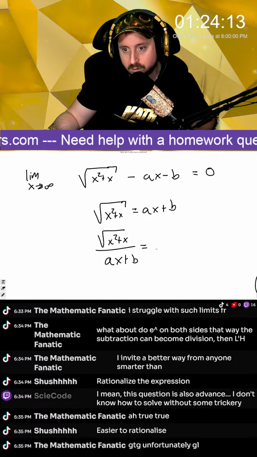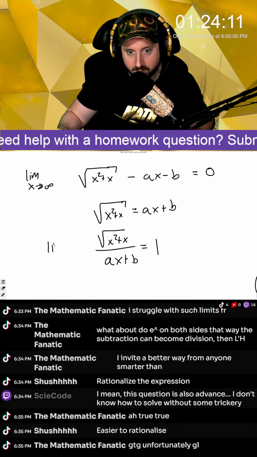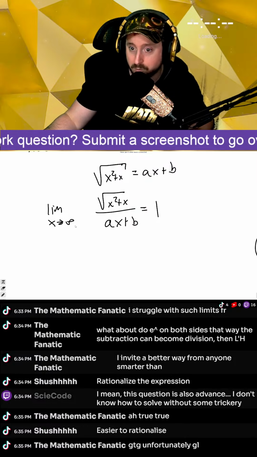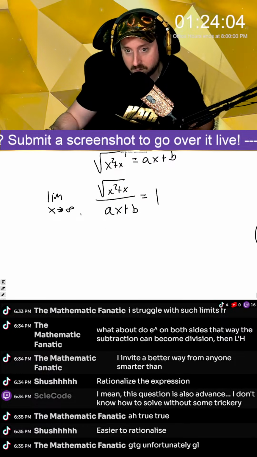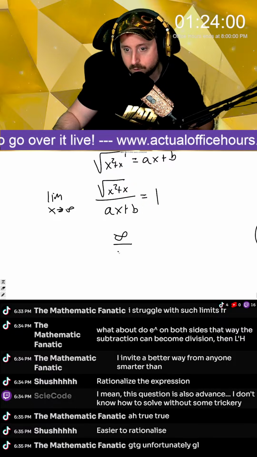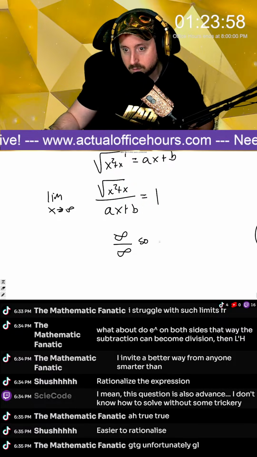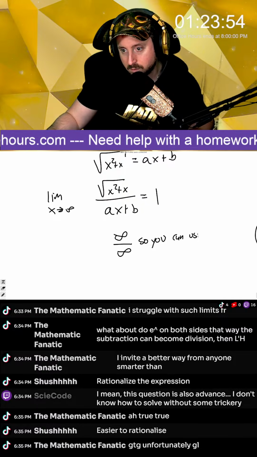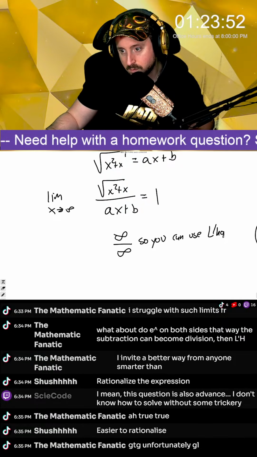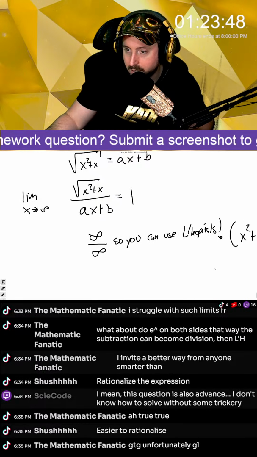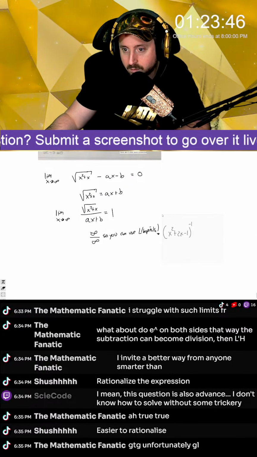This is equal to 1, and the limit as x approaches infinity. Very cool. Okay, this is where you can use L'Hopital's rule, because as x approaches infinity, you get infinity over infinity. Are you allowed to use L'Hopital's rule? Let me know, Gladiator, if you're allowed to. Pretty cool, though.